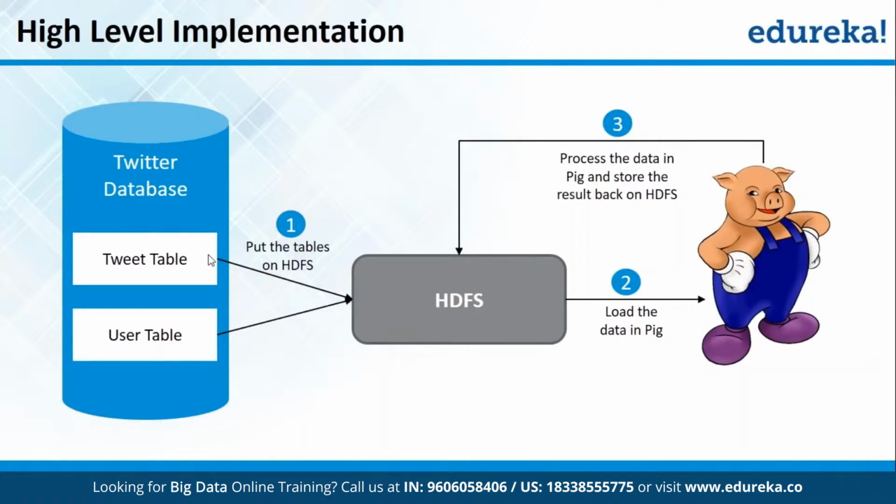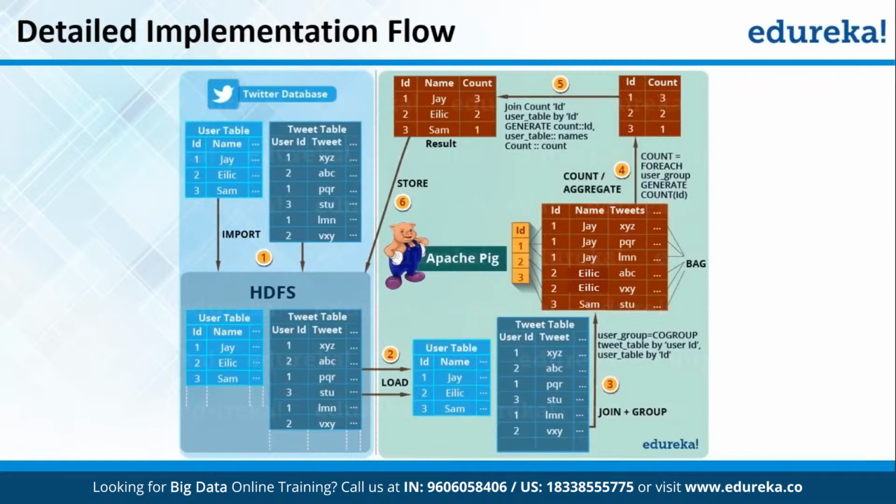So the very first step is to move the data of these two tables into HDFS. Once the data is moved to HDFS, this data is loaded into Pig, and finally the data is processed by Pig and the result is stored back to HDFS. So this was the high level implementation. In the next slide, we'll understand the detailed implementation of the data that is flowing and how Pig processed it.